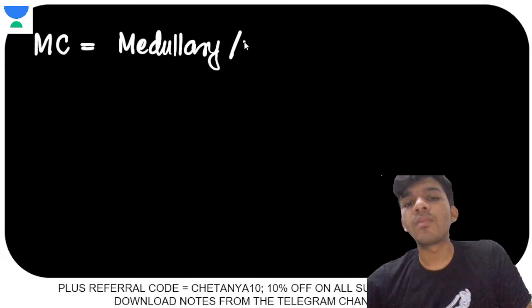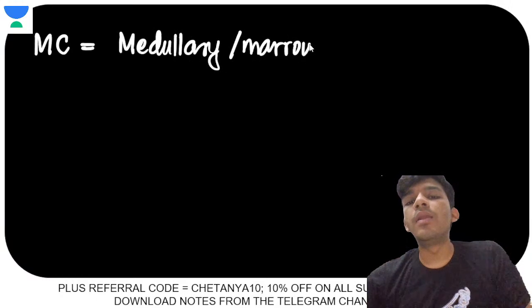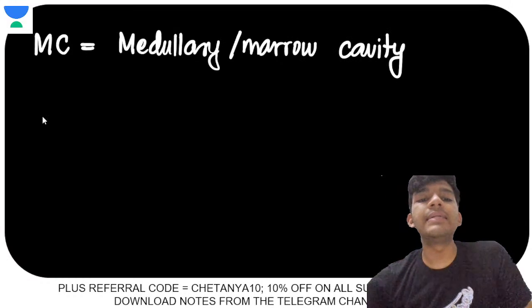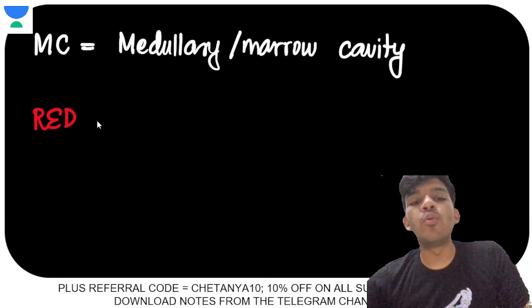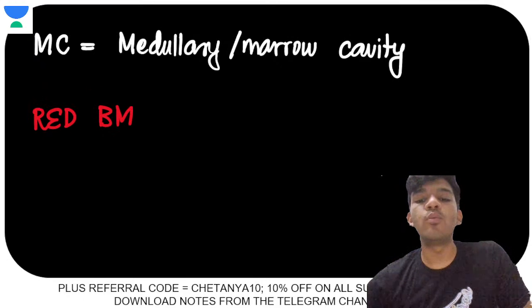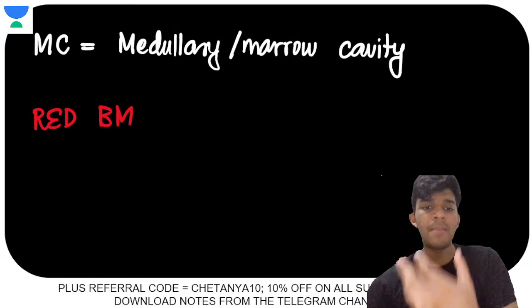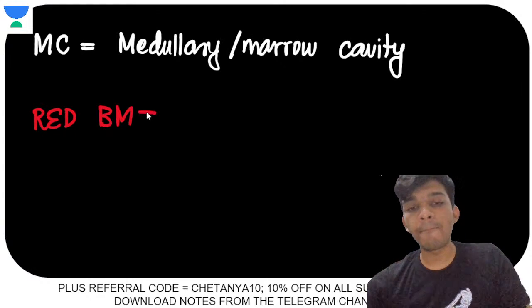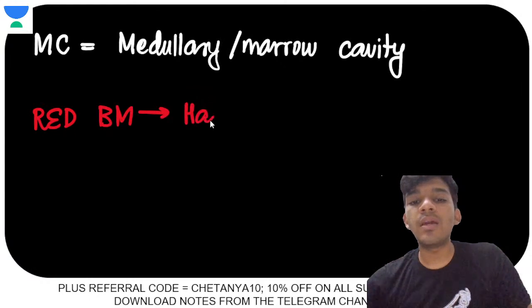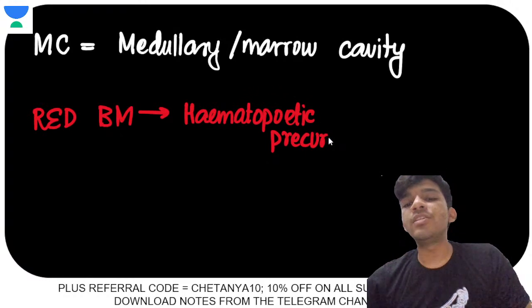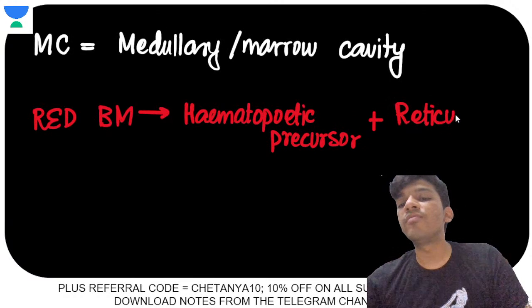Now please remember that when the child is small, there's a lot of blood synthesis that occurs, and at that point in time you have what is called red bone marrow. Red bone marrow is made up of hematopoietic blood cells, the hematopoietic precursors, and they are arranged in a network of reticular fibers.